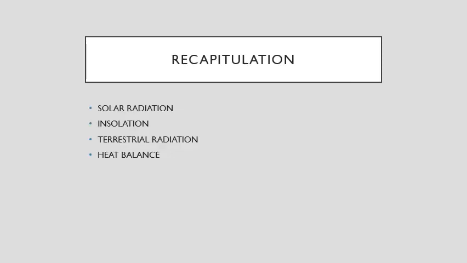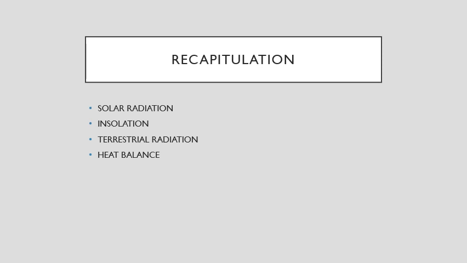So, children, before I begin the lesson on insolation, a brief recapitulation of what we had studied. We had studied solar radiation: the heat and light given out by the sun in all directions is called solar radiation. That part of the solar energy which is received by the earth is called insolation.